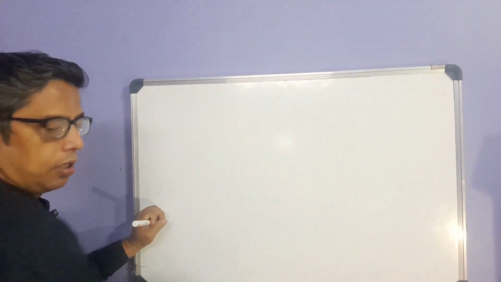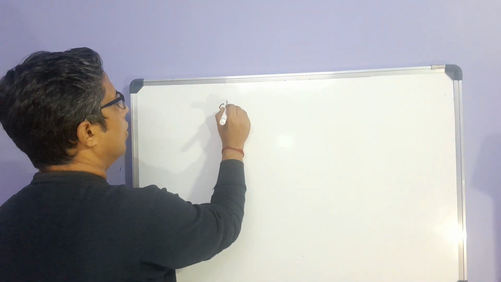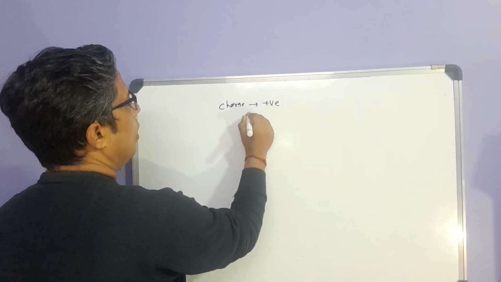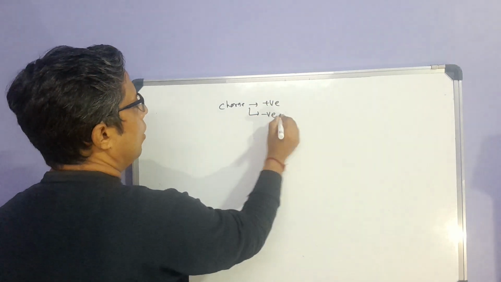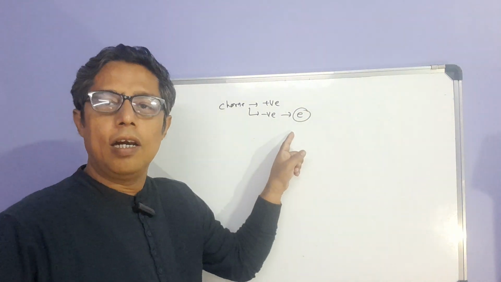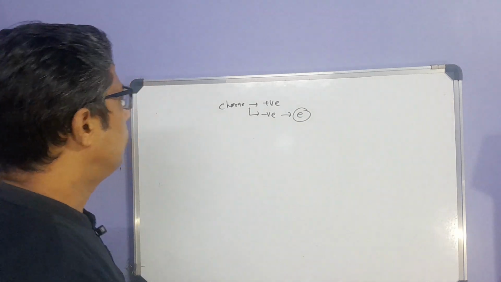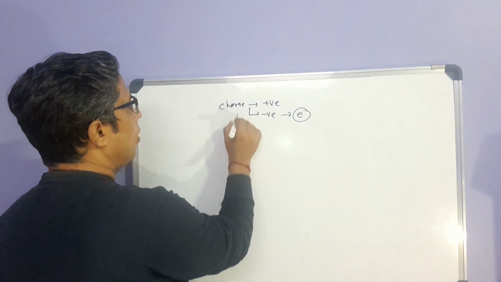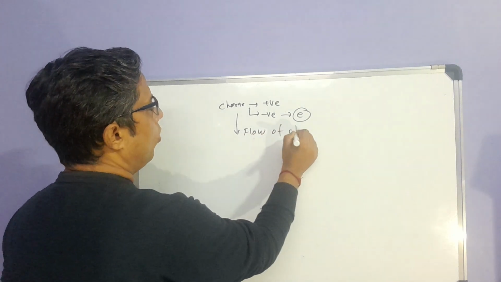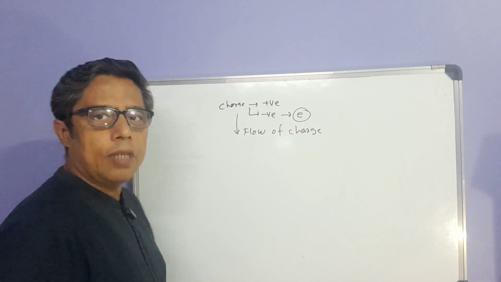Okay, so this chapter starts with the charge, positive charge and negative charge. The negative charge is the electron. Which one is moving? The electron. The positive charge is not able to move. Now, next is the flow of charge. So flow of charge is current.